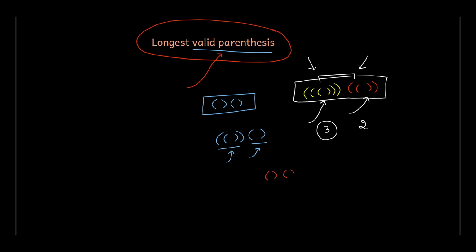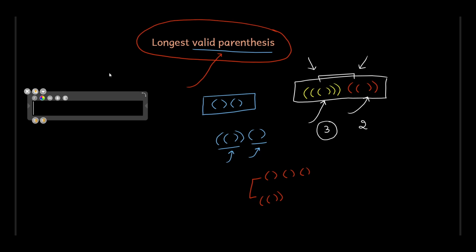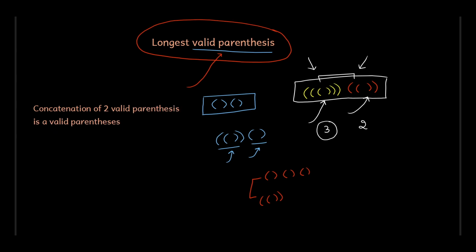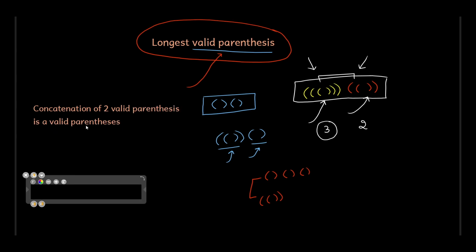For example, this is a valid parenthesis. This is also a valid parenthesis, and any concatenation of these two is also a valid parenthesis. So let us formalize this statement. So we say that concatenation of two valid parentheses is a valid parenthesis. So this is our first claim, that concatenating two valid parentheses will give you a valid parenthesis, which is the easy part. This part is very trivial to see.